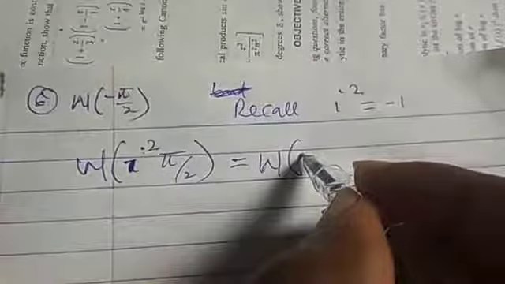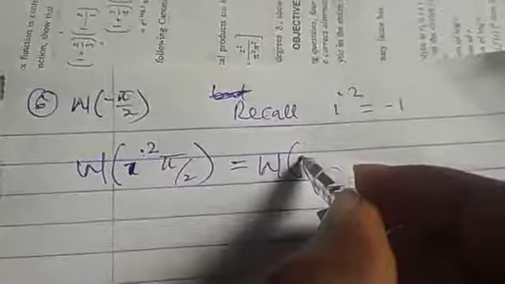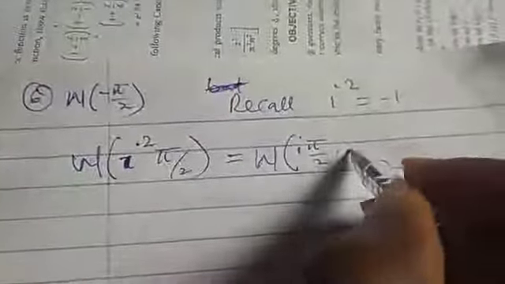Let us first recall that i squared is equal to minus 1. So in this case, this minus that here will be given as i squared pi over 2. We are moving to complex, but the i can be written in two ways, which I can write as i pi over 2 dot another i.